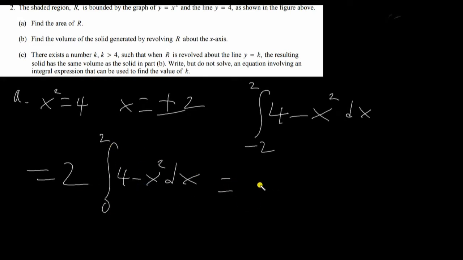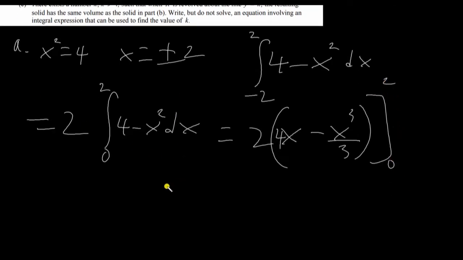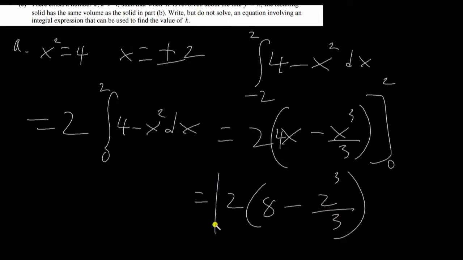And then when we evaluate this, we can write this as 2 times 4x minus x cubed over 3, being evaluated from 0 to 2. And then if you plug in your numbers, you're going to get 2 times 4 times 2 is 8, minus 2 to the third power over 3. And we don't need to simplify that, that's good enough. That's our answer for part A. And this is a 2-point question, one for writing the integral and one for solving it. Okay, so now let's look at part B.